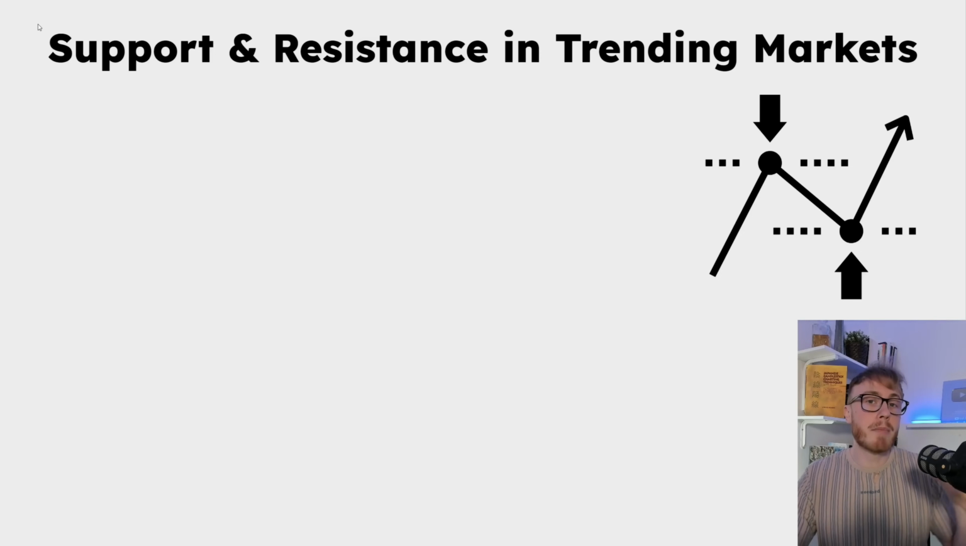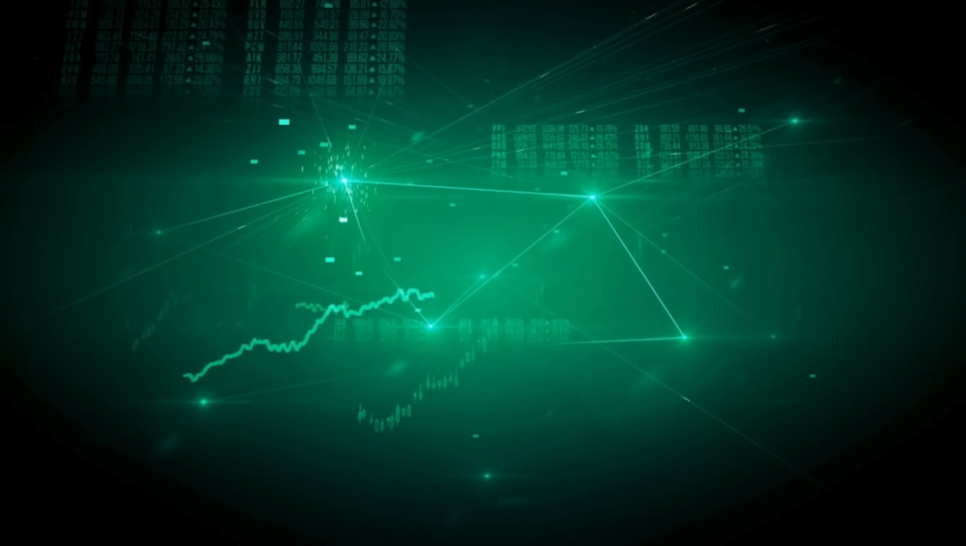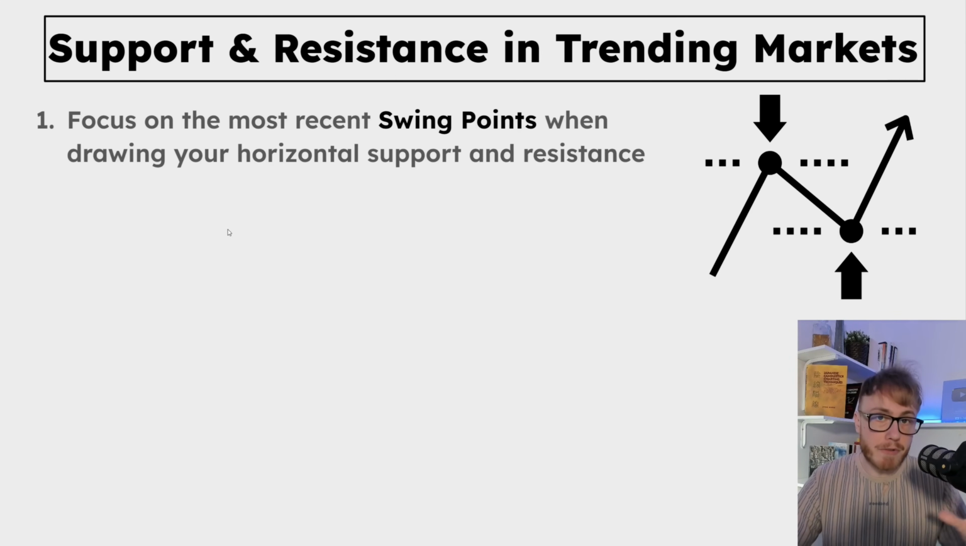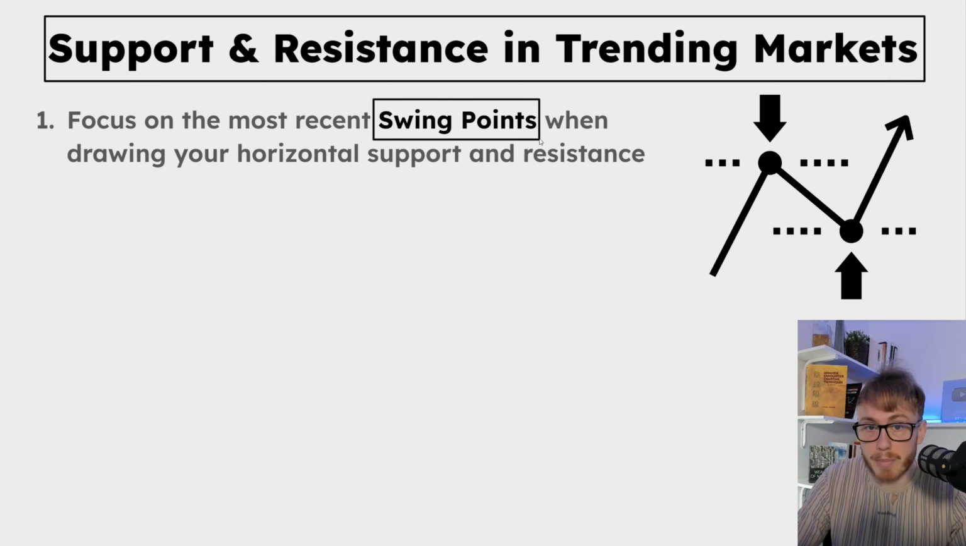All right, so now that we have a better understanding of support and resistance in ranging markets, it's time to take a look at support and resistance in trending markets. And this right here is super important. The rules for drawing support and resistance in trends are actually very different, so make sure to really pay attention. The very first rule we need to follow here in trending markets is that we want to focus on the most recent swing points, and I will talk more about what a swing point is very soon when we draw our horizontal support and resistance lines.